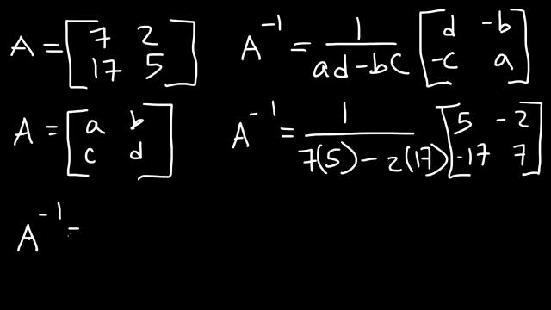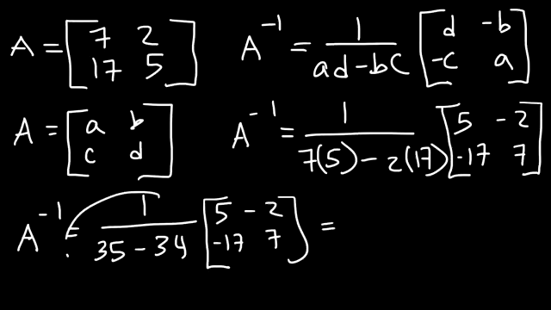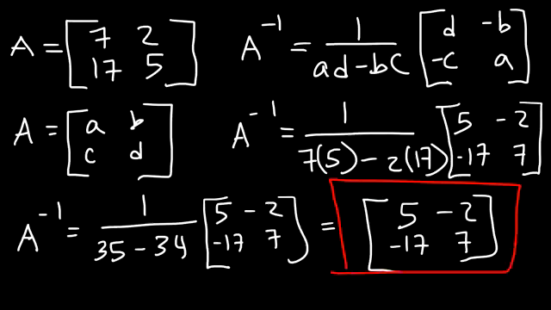7 times 5 is 35. 2 times 17 is 34. And then 35 minus 34 is 1. So this whole thing is 1 over 1. So the inverse of matrix A is simply 5, negative 2, negative 17, and 7. So that's a quick and simple way to determine the inverse of a 2 by 2 matrix.